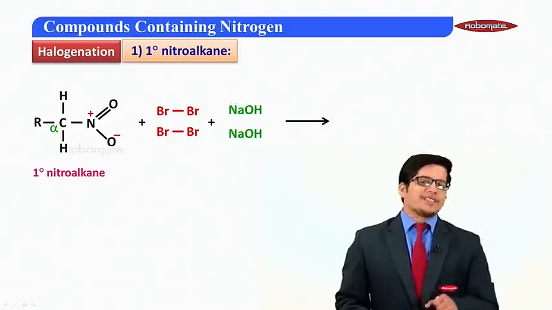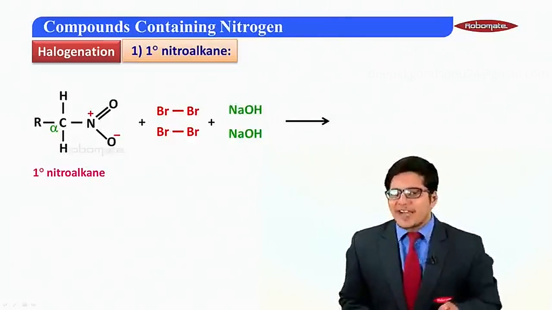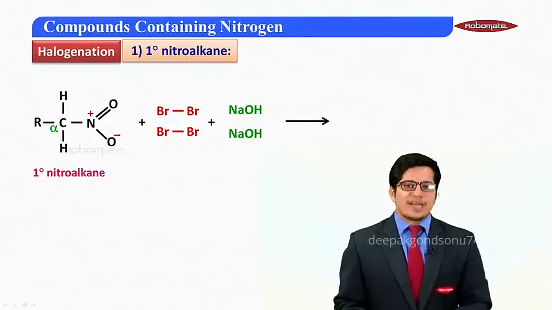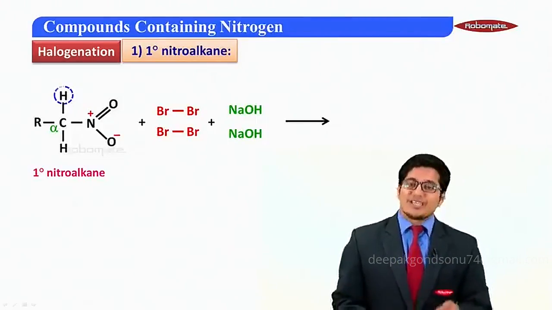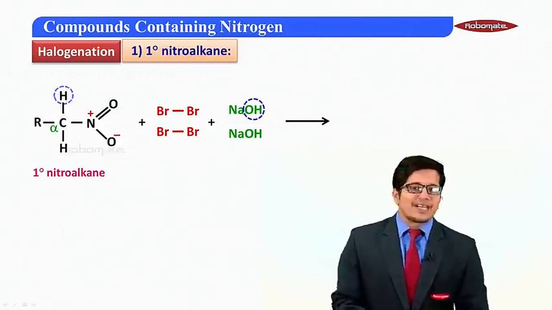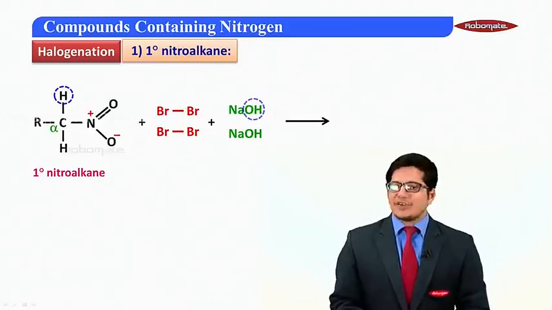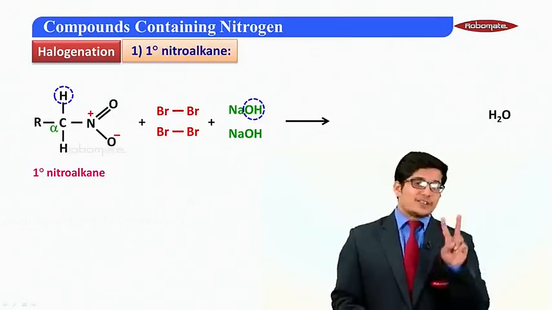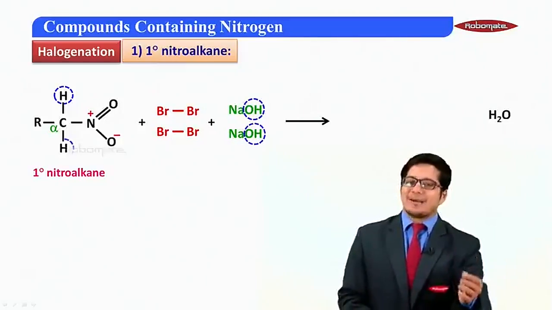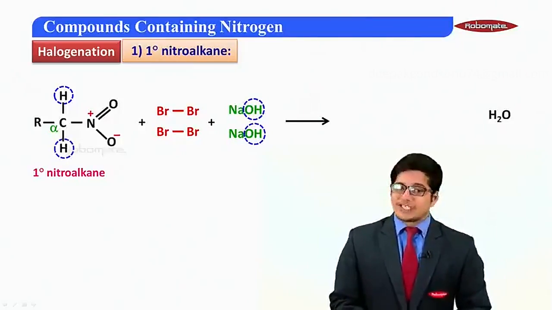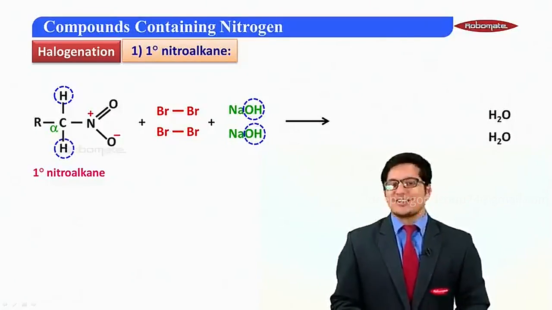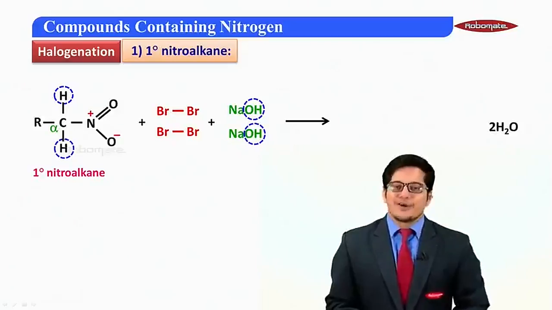So now what happens is you have two alpha hydrogens, if you remember, in your primary nitroalkane. Let's see what happens. The alpha hydrogens combine with the OH group, giving us water. Now we would obtain one molecule of water, but there are two alpha hydrogens. So obviously the second hydrogen would again combine with the OH of NaOH, giving us one more water molecule. That means a total of two water molecules.